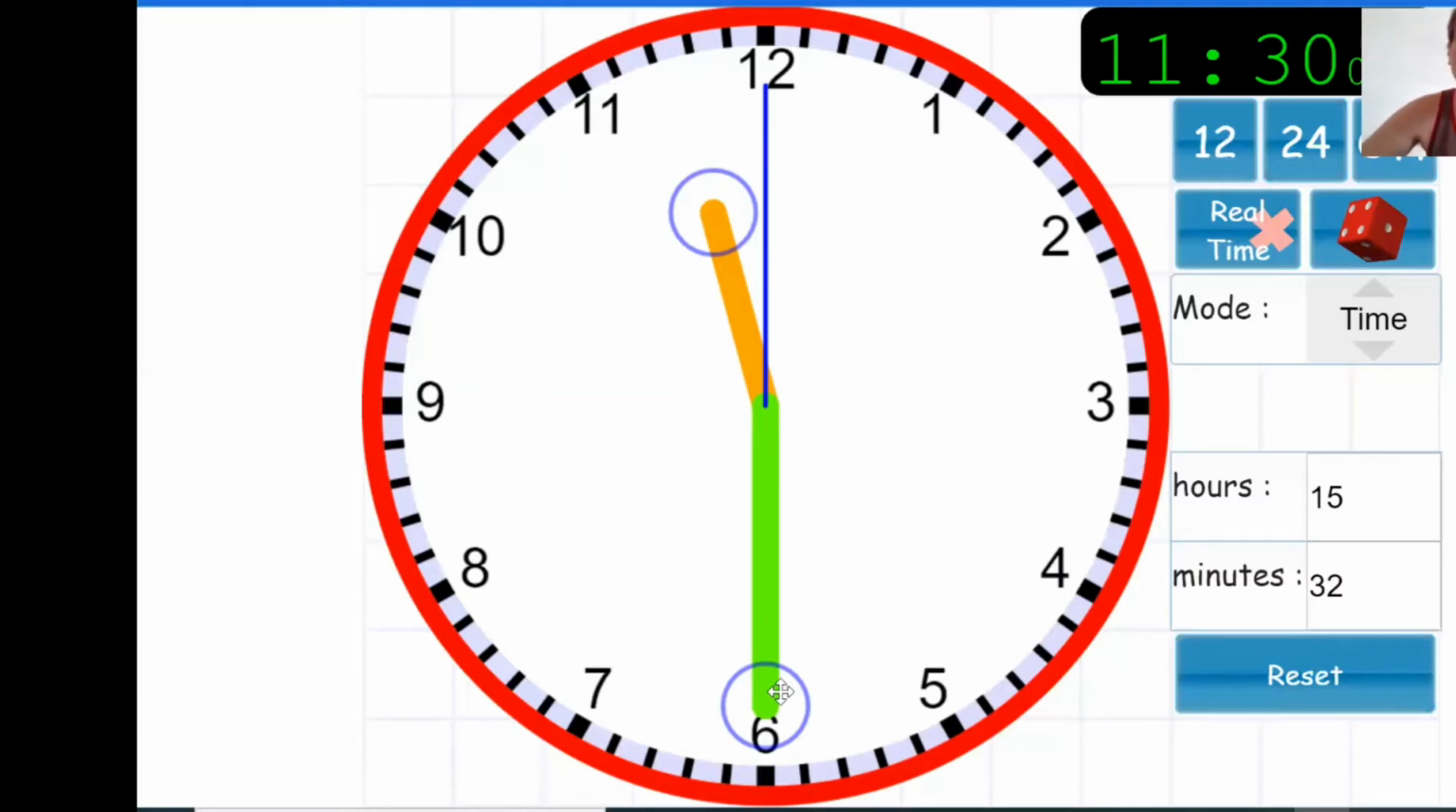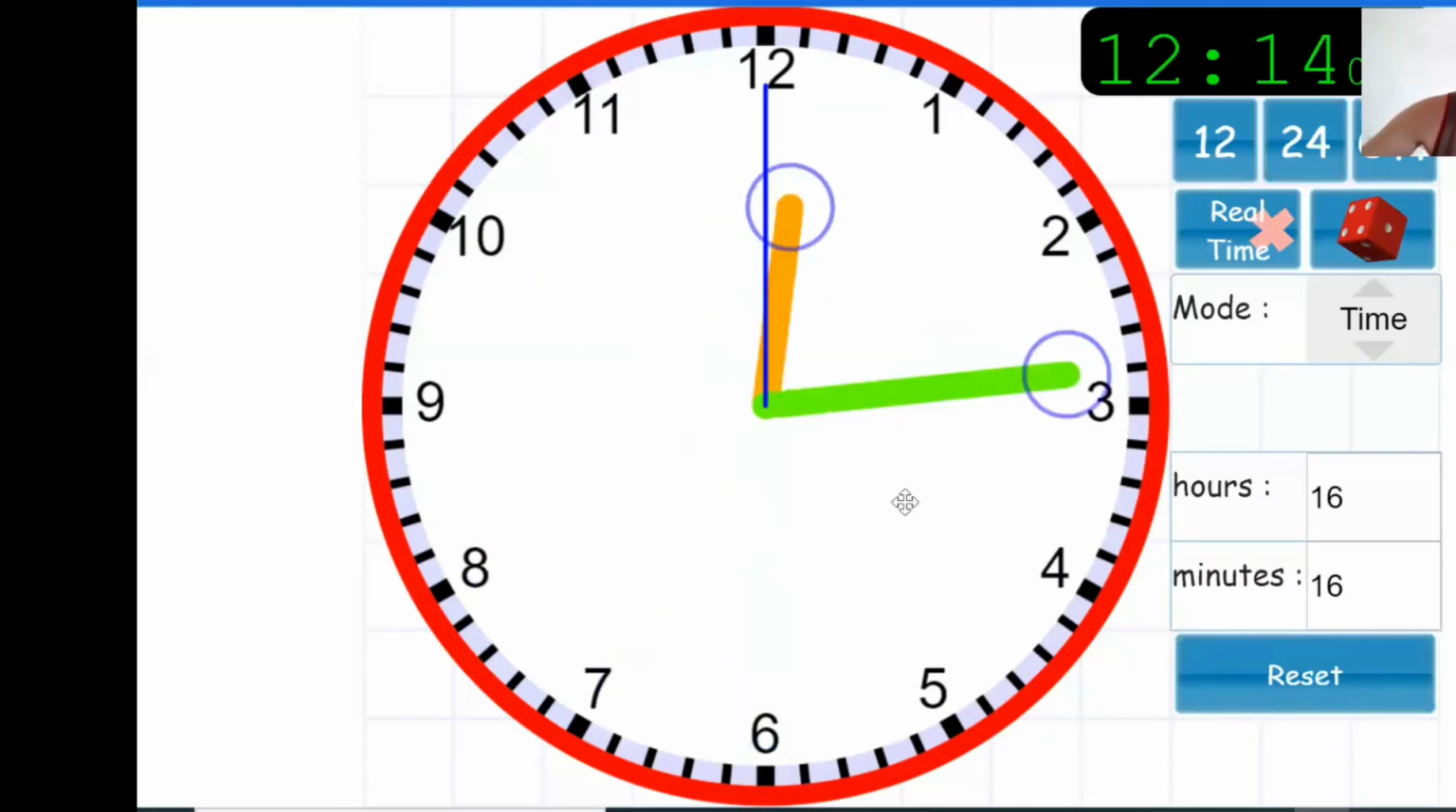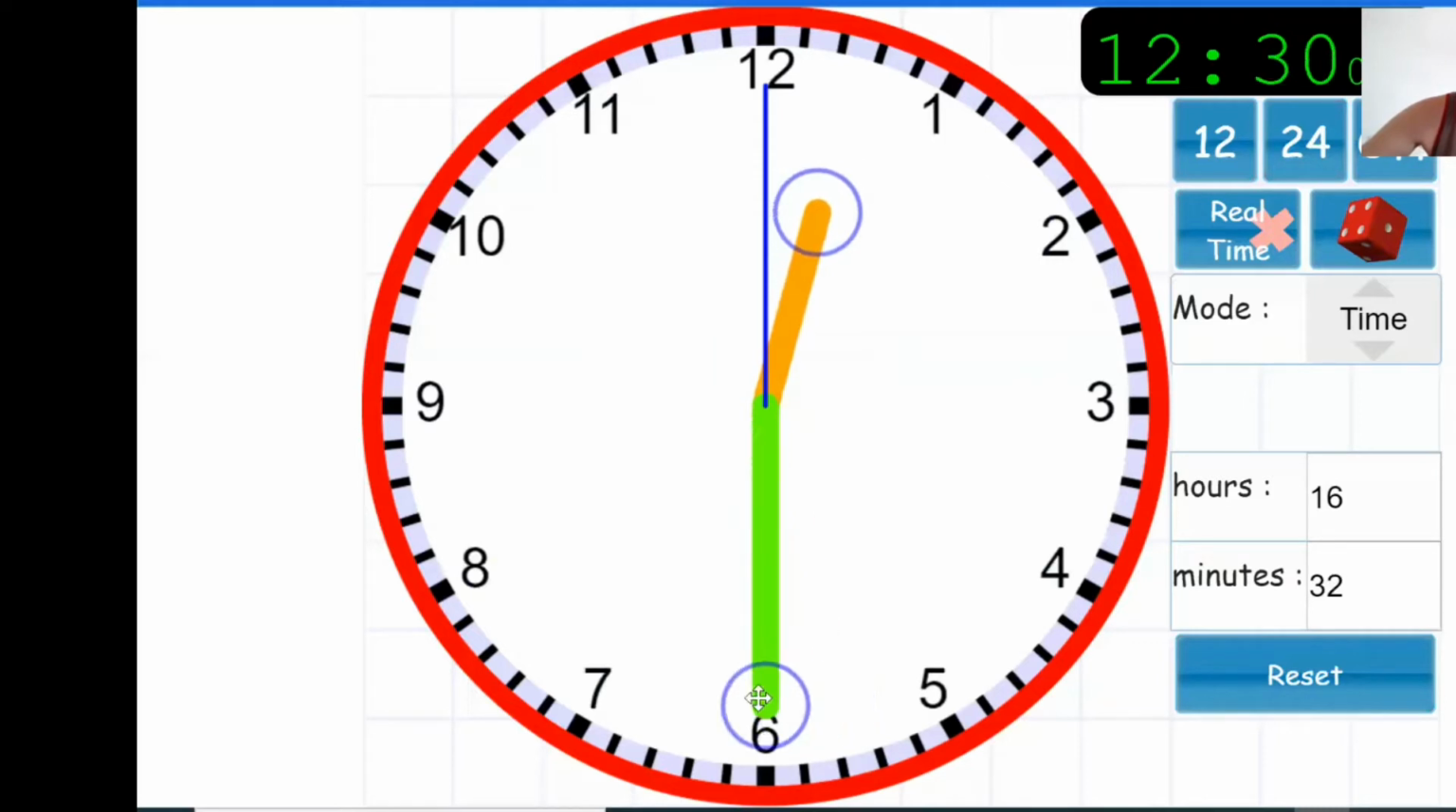Now, if I say 1 hour more, then I know that my minute hand has to go around one whole circle. So if it starts on the 6 and it goes around all the way around one whole circle, where is it going to finish? Perfect, on the 6. Amazing. And if you look at the hour hand, it's somewhere between 12 and 1. It's still not 1, so it must be 12:30.